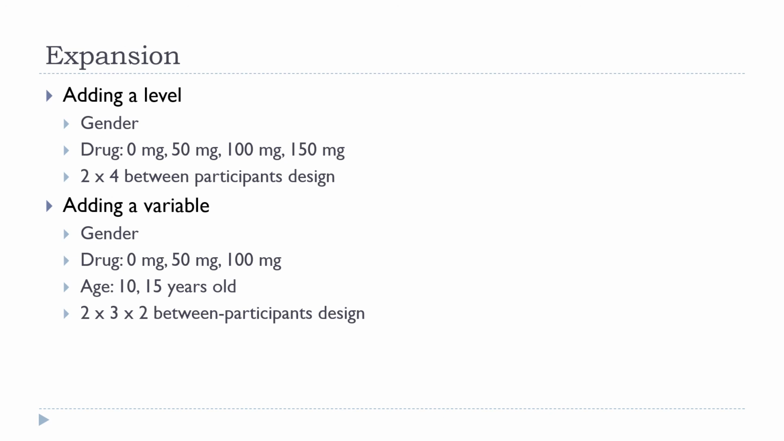In this particular notation system, you can multiply the numbers out in order to determine the total number of combinations when you have a fully crossed design. So in the case of a 2x4 between participants design, there are 8 total combinations, males who take 0, 50, 100, and 150, and females who take 0, 50, 100, and 150. In the case of the example below with a 2x3x2, there are actually 12 different possible total combinations. So you can see how that would factor in a fully crossed design.